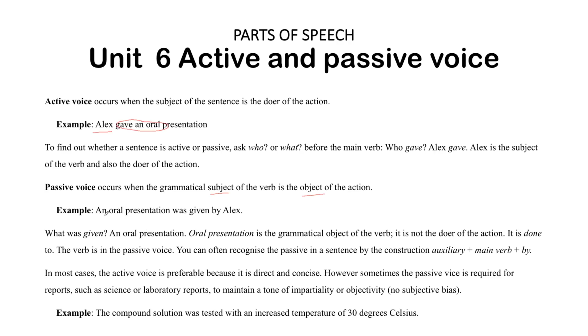What was given? Still the oral presentation. So we can still highlight that or circle it in this instance. The oral presentation is a grammatical object of the verb. It is not the doer of the action. It is done to. The verb is in the passive voice. You can often recognize the passive in sentences by the construction auxiliary plus main verb plus by. Here we can see was given by. So we've got that sort of scenario.